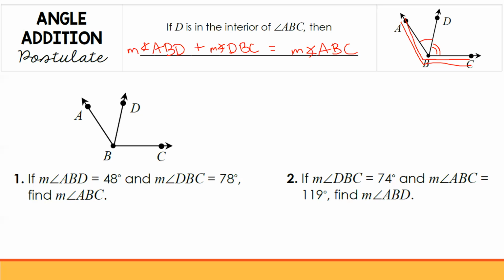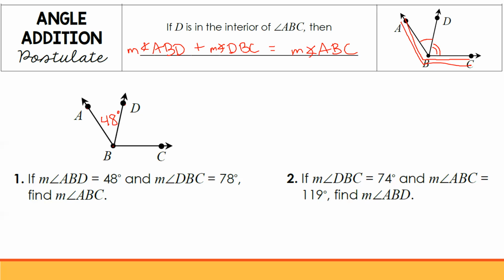So here's a picture. And it says if the measure of angle ABD equals 48 degrees and the measure of angle DBC is 78 degrees, find the measure of angle ABC. It's a lot of letters. What I recommend doing is putting each piece of information in your picture. So the measure of angle ABD, this angle here, and I'm going to label it with 48 degrees.